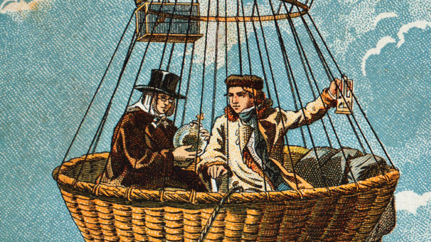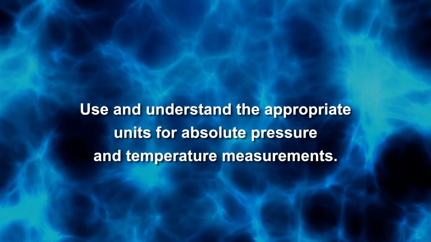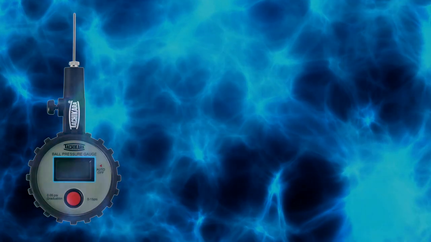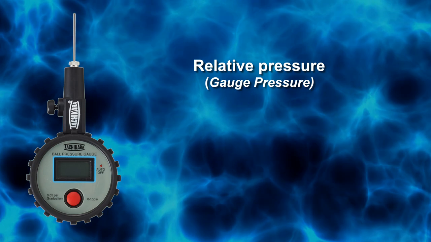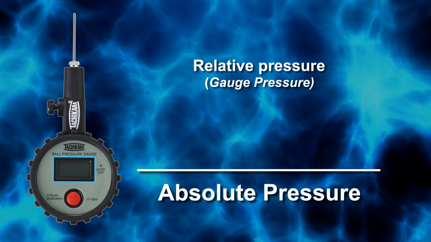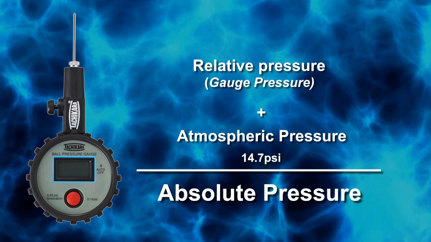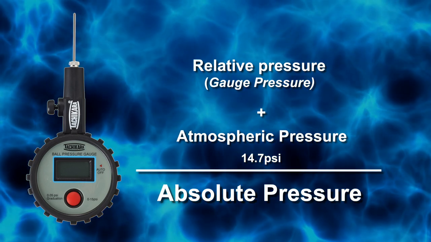Let's get back to Gay-Lussac's gas law. P1 over T1 equals P2 over T2. When using this law, we have to be careful about measurement units. We need to use absolute pressure and temperature measurements. The key thing is to use and understand the appropriate units for absolute pressure and temperature measurements. The pressure sensor that we will use measures relative pressure, also called gauge pressure. To obtain absolute pressure from relative pressure, we add atmospheric pressure to the measured gauge pressure. A typical value of atmospheric pressure is 14.7 pounds per square inch, or PSI.